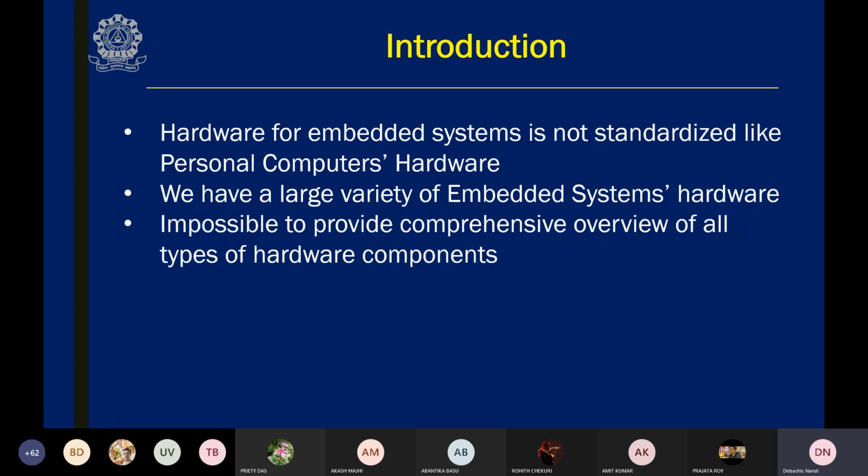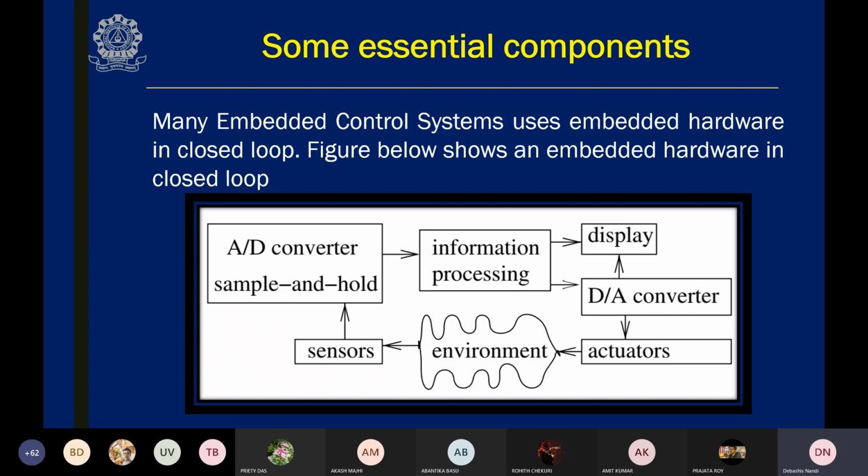Now, the next part is what I mentioned already, that hardware for embedded systems is not standardized like personal computers. I cannot say that these are the basic components used for all types of embedded systems. We have a large variety of embedded systems hardware. So it is not possible for us to provide any comprehensive overview for all types of hardware, for all types of embedded systems. But I can think of a closed loop system like this, which is generally used for many types of embedded systems.